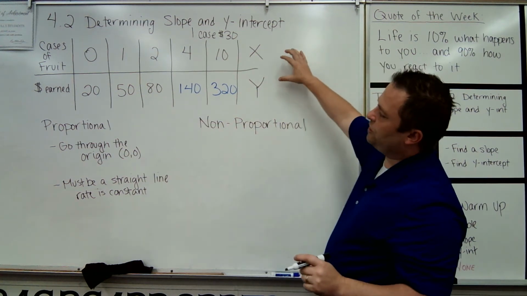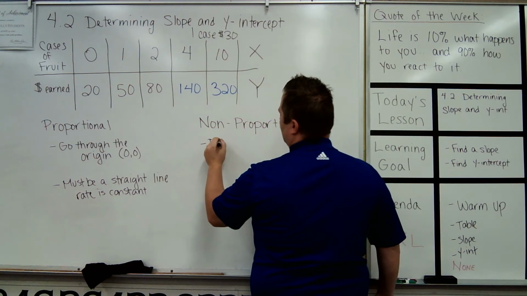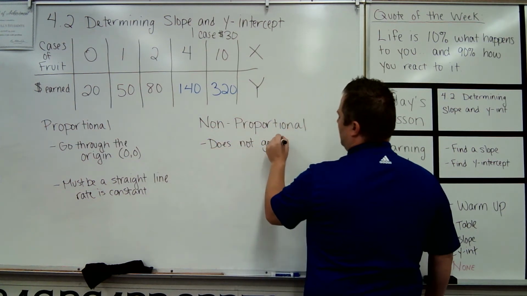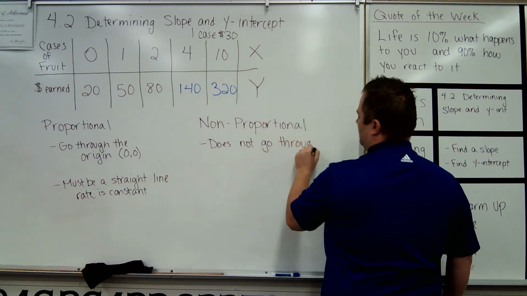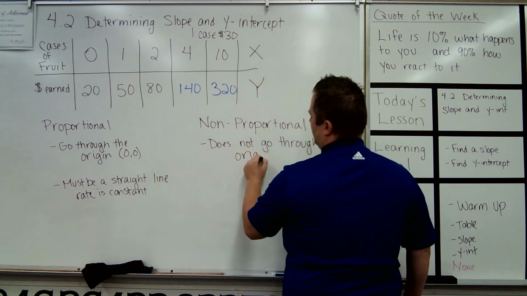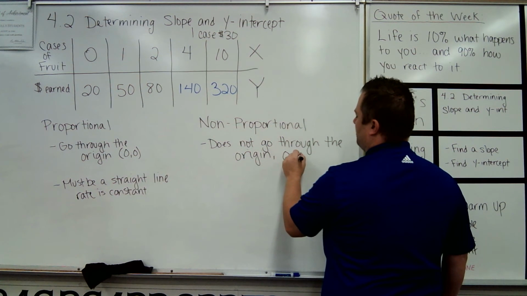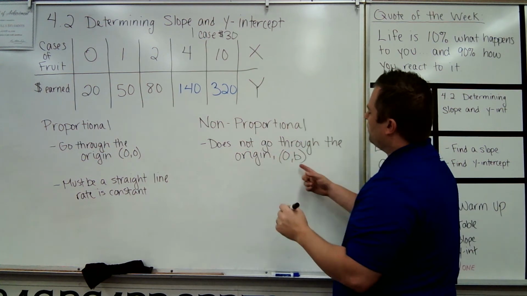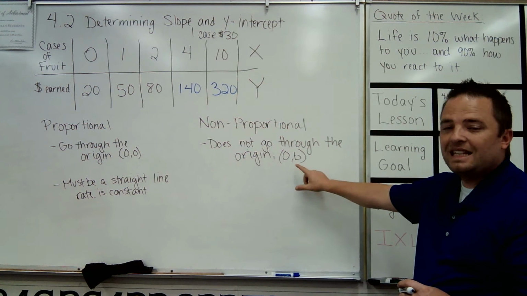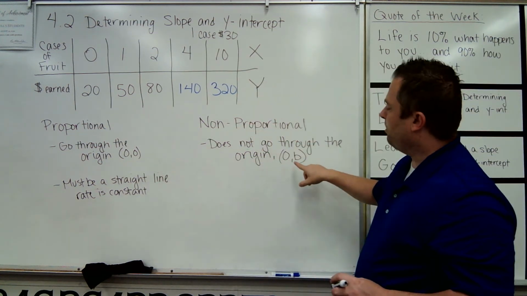That is the situation that we have here, meaning it does not go through the origin. In fact, it goes through (0, b). I'll explain what this is in a moment. (0, b), not (0, 0).